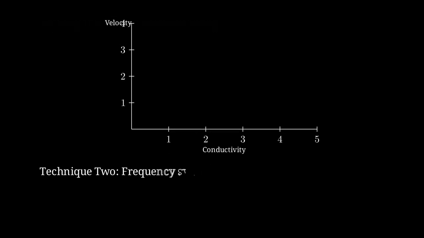Technique 2. Frequency sweep. Measure flow as a function of frequency from 1 Hz to 1 MHz. Different mechanisms have different peaks. Fitting the frequency response to a model can identify which mechanisms are active.